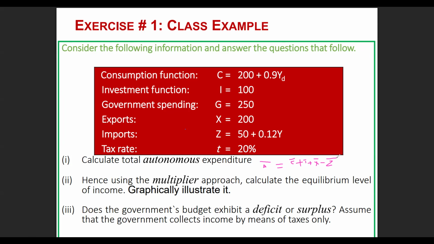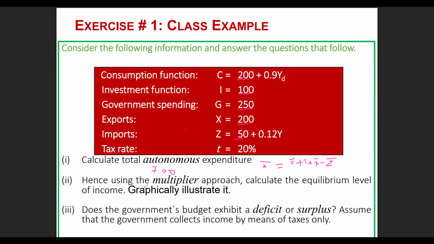So we're going to say exercise 1, right? So you're going to say 200 plus 100 plus 250 plus 200 minus 50. You're going to get 700. So your autonomous expenditure is 700. We said 200 plus 100 plus 250 plus 200 minus 50.